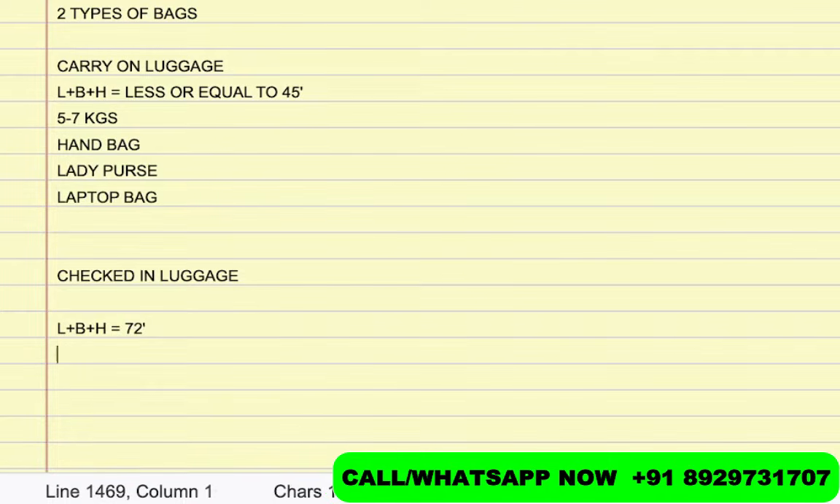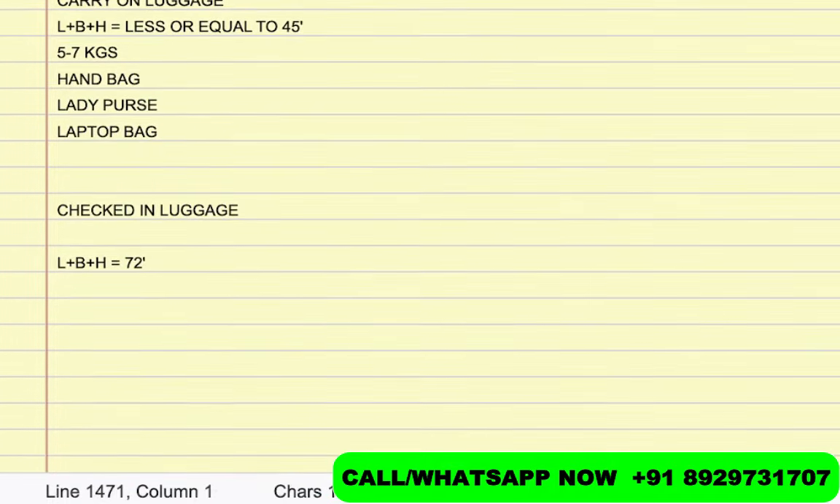The length, breadth and height of this bag should be less than 62 inches. That's the first thing. There are majorly two concepts. First is a piece concept. Second one is a weight concept.